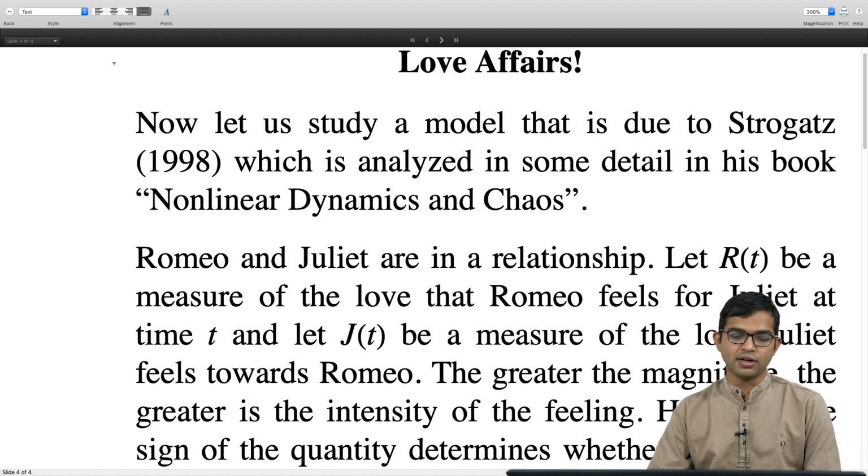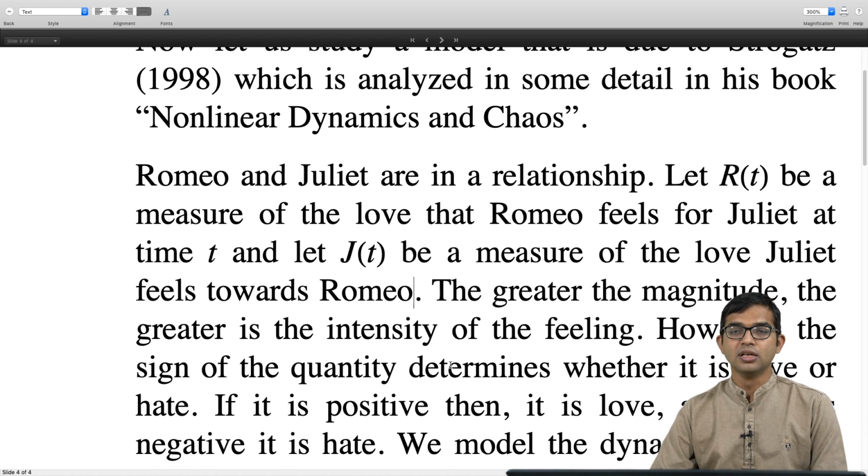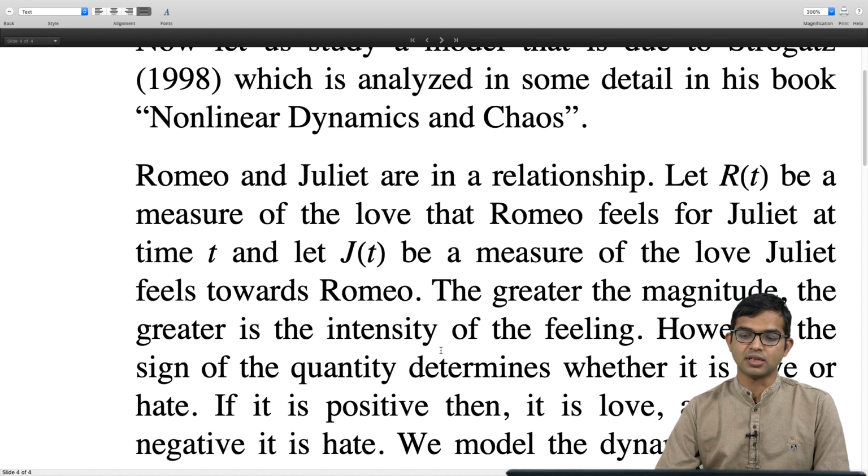Now, the greater the magnitude, the greater the intensity of the feeling. However, the sign of the quantity determines whether it's a positive emotion or a negative emotion. So there could also be a repulsion, and the repulsion would come from a negative sign. And the magnitude will give you the intensity of the feeling. It could be positive or negative.